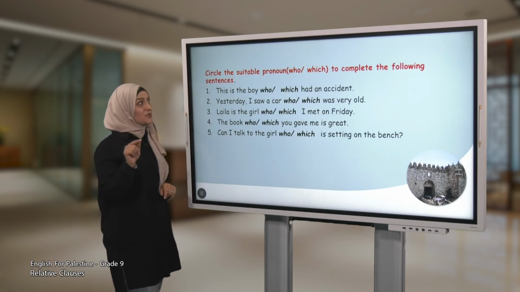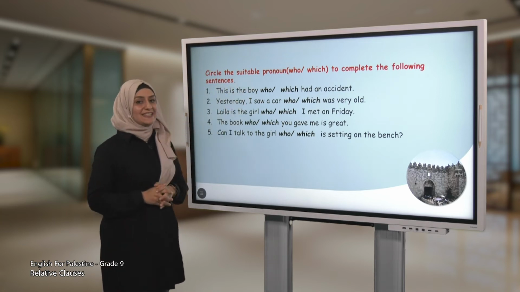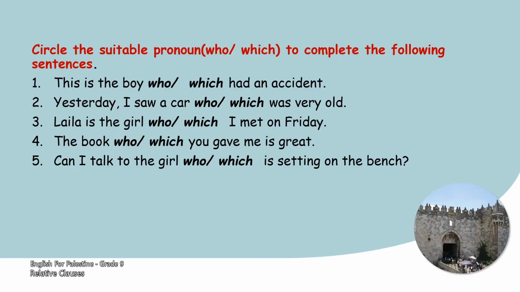Now, I want you to circle the suitable pronoun, "who" or "which", to complete the sentences. 1. This is the boy who or which had an accident. Yes, "who", because we have the boy. 2. Yesterday, I saw a car who or which was very old. A car which was very old. 3. Layla is the girl who or which I met on Friday. Layla is the girl who I met on a Friday.